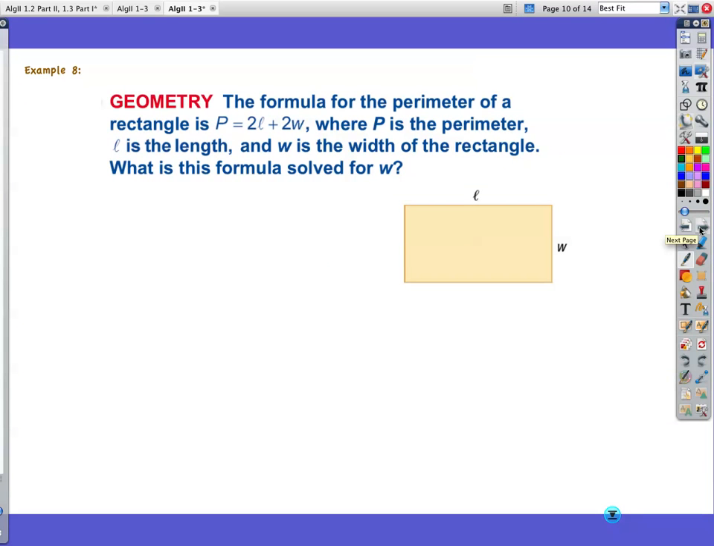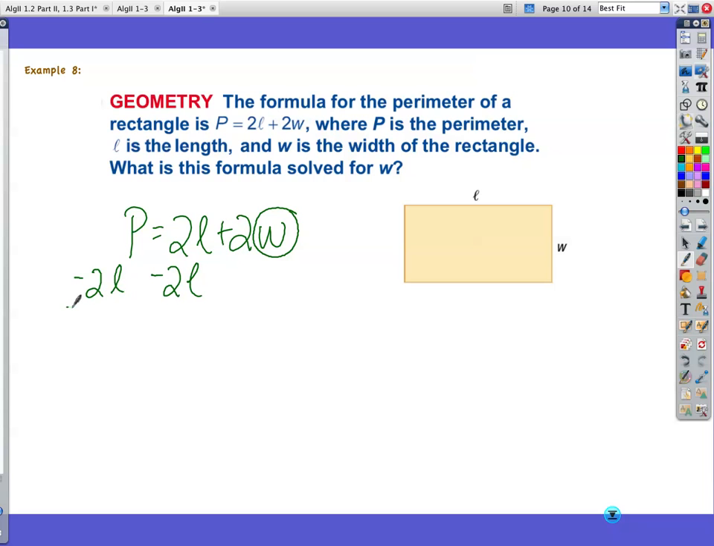The formula for the perimeter of a rectangle is P equals 2L plus 2W, where P is the perimeter, L is the length, and W is the width. What's the formula solved for W? Okay, here's what happens. We want to solve for W. This is connected. This is like your date. This is going to be like your little brother. Get rid of your brother, even though it's a group. What I do to one side of the equation, I must do to the other. There's a collective groan, I'm sure, going on as you're watching this video.